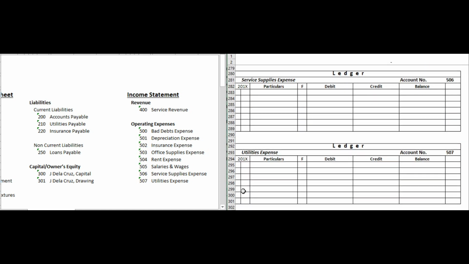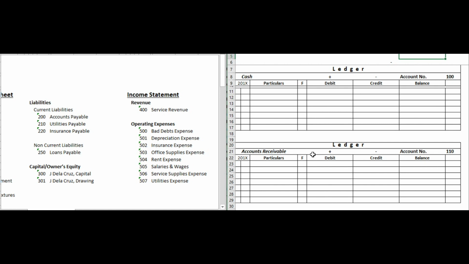Utilities expense, 507, utilities expense. Okay, so proceed na tayo. Ngayon, i-discuss na natin kung paano gumamit ng ledger. Okay, let's proceed. Punta tayo sa ledger. Magpo-post na tayo. Ang tawag natin doon is posting.